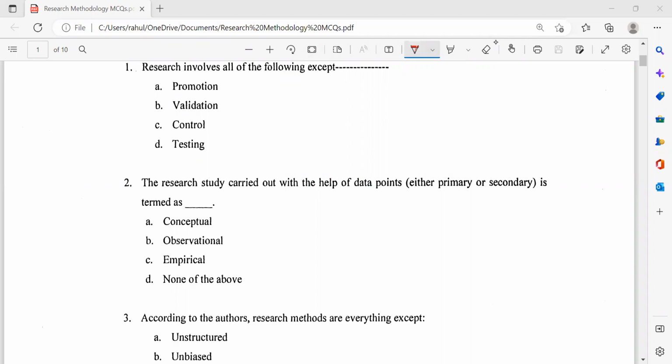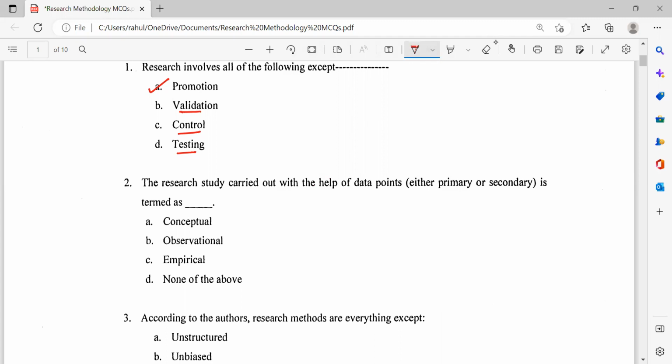So let's start. Question number one: research involves all of the following except. Research involves validation, research involves control, research involves testing, but research does not involve promotion. So except promotion, all are involved in research. Option A is the correct answer for this.